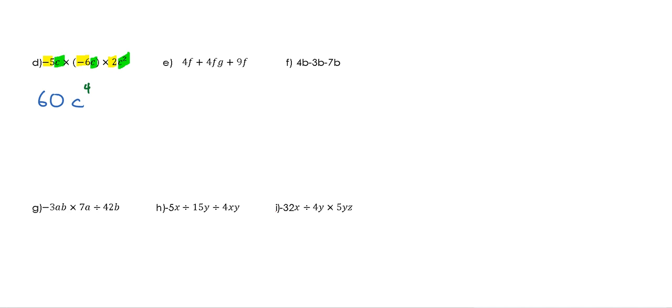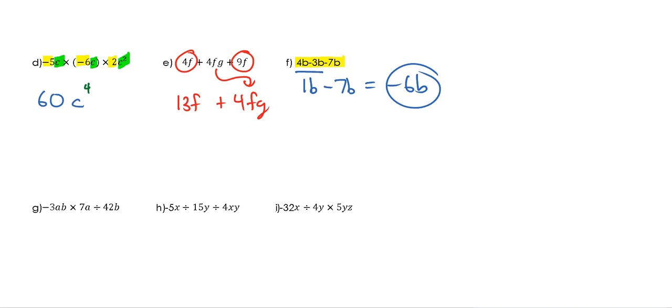Right, let's move on. For the next one, for question E, I have a 4F and a 9F. So 4 plus 9 is going to be 13F. And then I can just bring down this 4FG. 4FG doesn't have any other common partners, so we just leave that alone. And the next one here, this one should be pretty simple. So 4 bananas minus 3 bananas is 1 banana. 1 banana minus 7 bananas is negative 6 bananas. So negative 6b for that question.